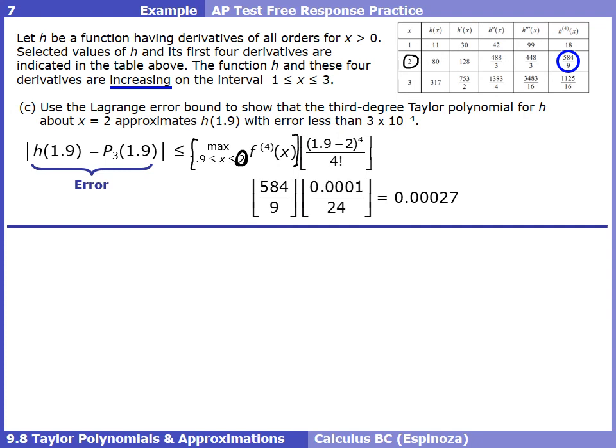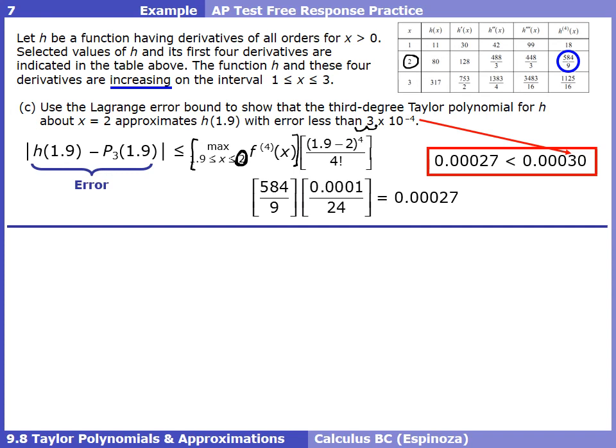But what this problem wanted us to do was to show that that was less than 3 times 10 to the negative 4. If you recall, 3 times 10 to the negative 4 would mean we'd have to take our decimal point after the 3 and move it 1, 2, 3, 4 spots to the left, which would then produce 3 zeros in front of the 3. So hopefully you remember the scientific notation there. And that is, of course, true. 0.00027 is definitely less than 0.00030.